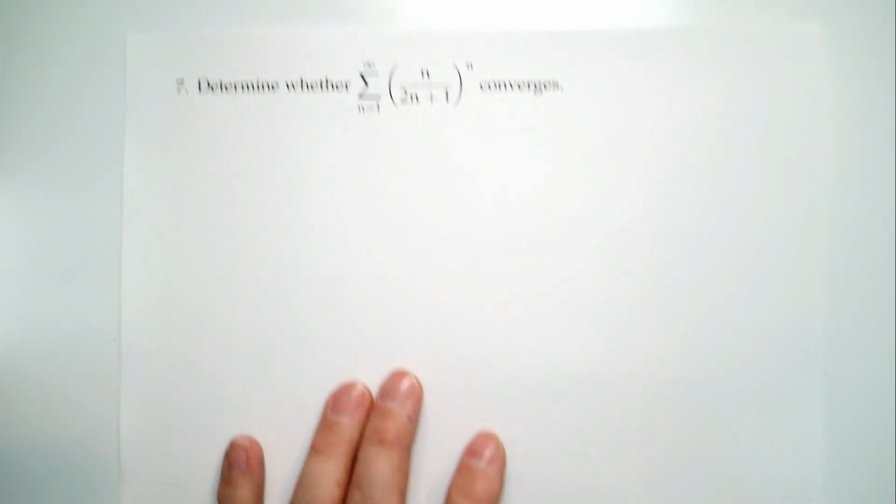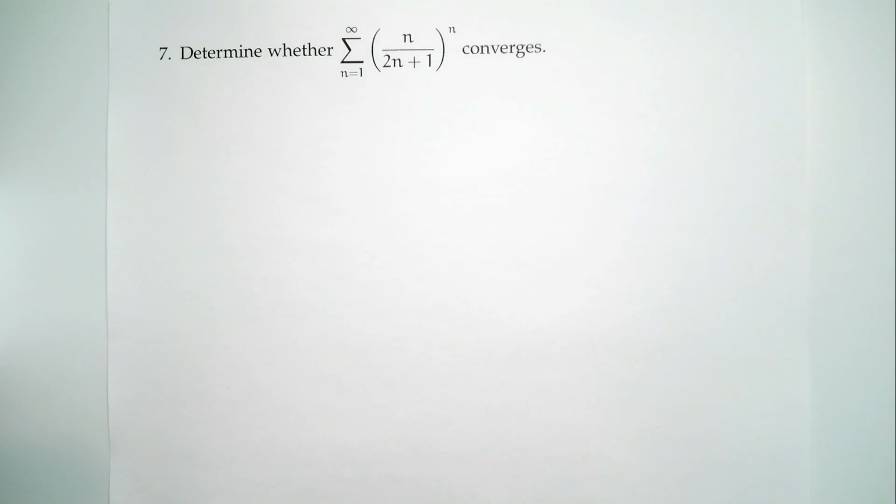So, all right, number 7. Determine whether the sum from 1 to infinity of n over 2 to the n plus 1, to the nth, converges. All right. Well, what can we do? What can we do? Well, there's a couple things we can do.